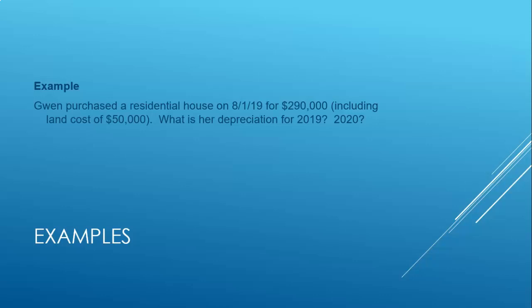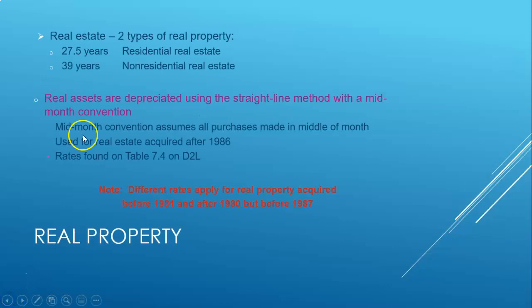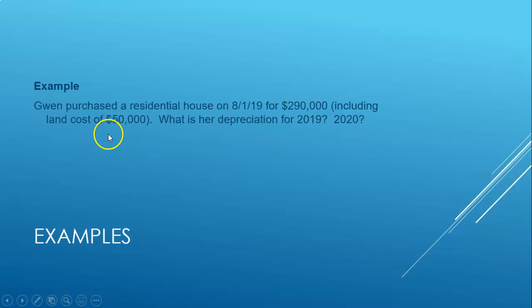Okay, so Gwen purchased a residential house on August 1st of 2019 for 290,000, including land cost of 50,000. What is her depreciation for 2019 and for 2020? So first of all, we have to figure out what is her total recovery period. This is a residential rental house, and so for residential rental, we're going to use the 27 and a half year period. Okay. And we are not going to use land. Land cannot be depreciated. So we have to subtract that. So the 290,000 minus the 50,000.